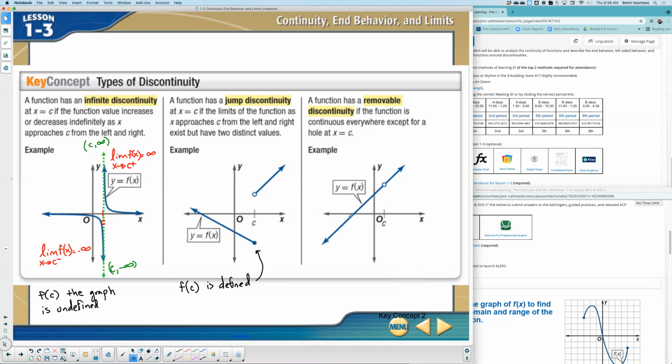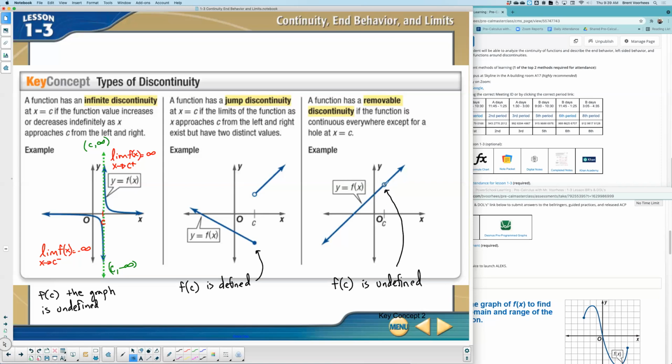Okay, what about on this one? Is f of C defined or undefined? Very good, undefined. And if you're wondering what am I talking about, you're going to the C value and you're looking at your graph. That's undefined. This would be a removable discontinuity. You just remove one little dot. It looks continuous, but one little dot's gone.